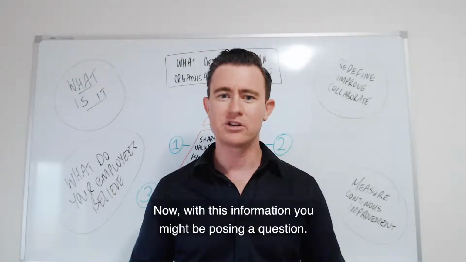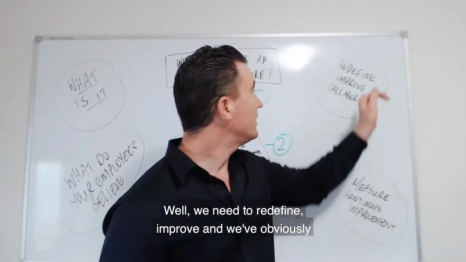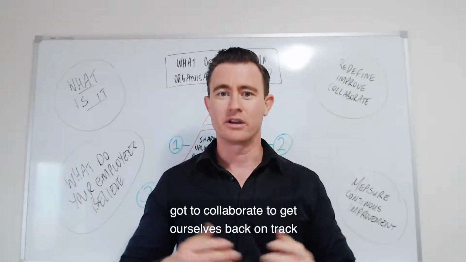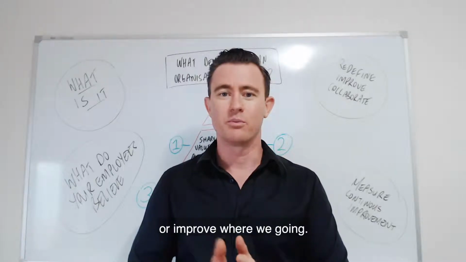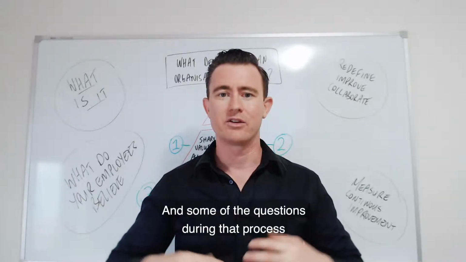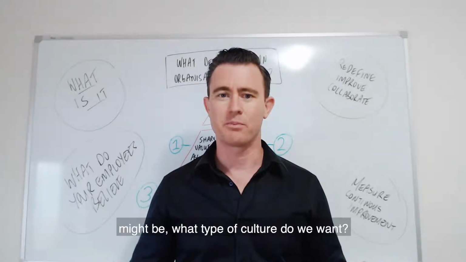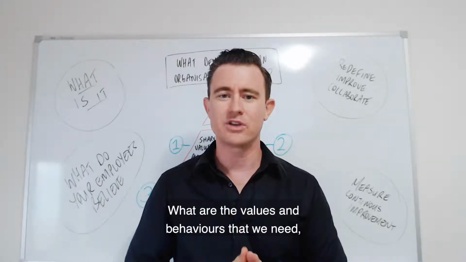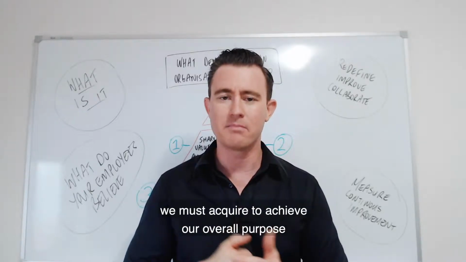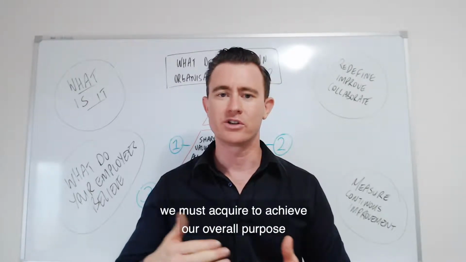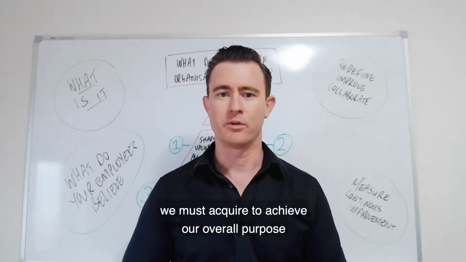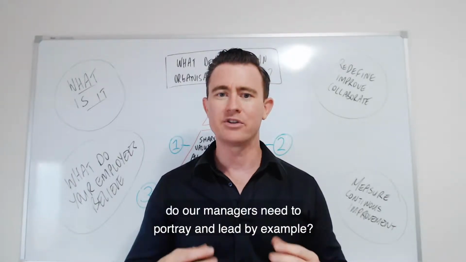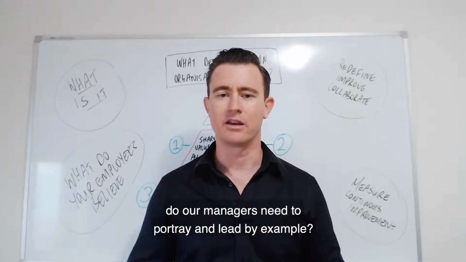Now with this information you might be posing a question, well, we need to redefine, improve, and we've obviously got to collaborate to get ourselves back on track or improve where we're going. And some of the questions during that process might be, what type of culture do we want? What are the values and behaviours that we must acquire to achieve our overall purpose and strategic objectives? You might ask a question, what behaviours do our managers need to portray and lead by example?